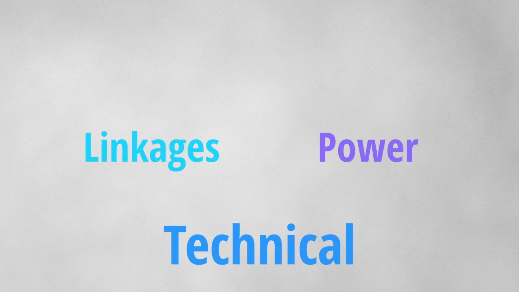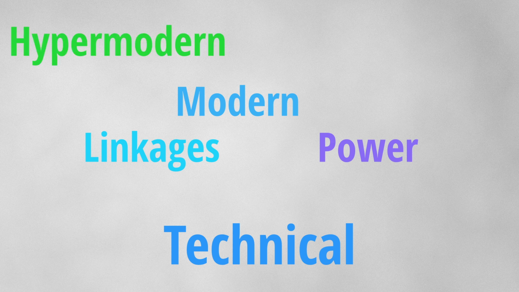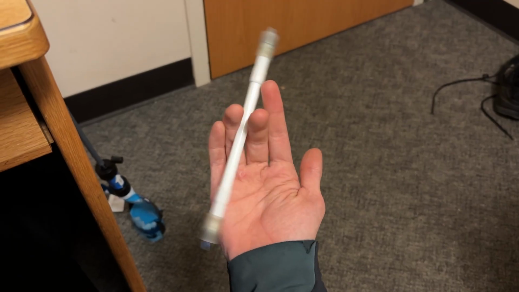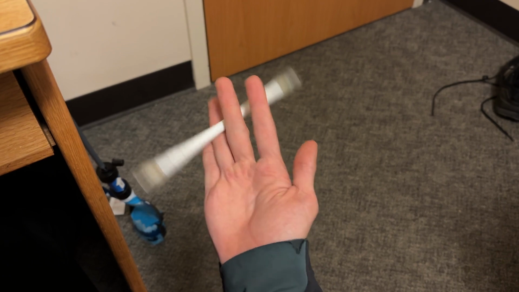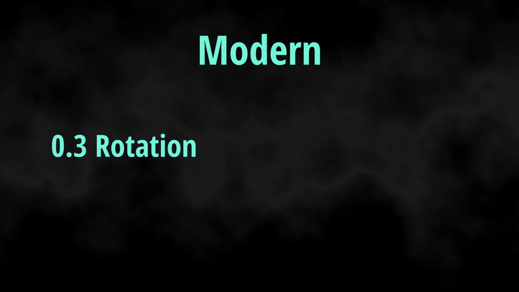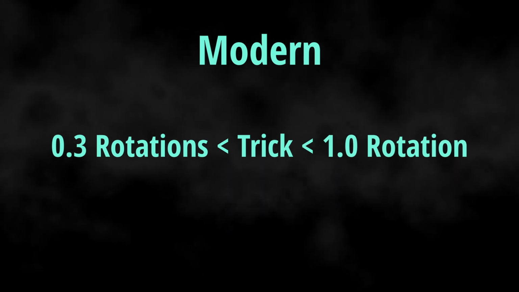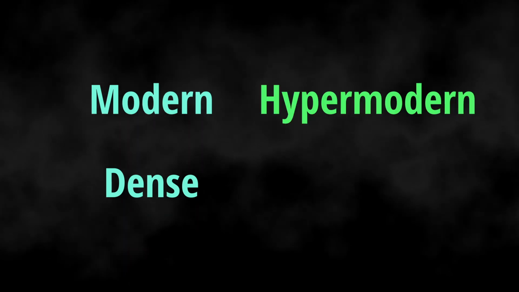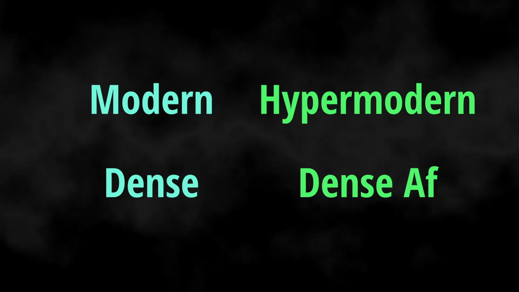Or if they get further along the tech path, they may reach modern linkages and even hypermodern, which have clear definitions. Most spinners spin classically, which means each trick has one rotation or more. For clarity, one rotation is 360 degrees and looks like this. Modern tricks are normally done by hybridizing tricks and have more than 0.25 rotations and less than 1 rotation per trick. Hypermodern is when each trick has 0.25 rotations or less. In other words, modern is dense and hypermodern is dense AF.